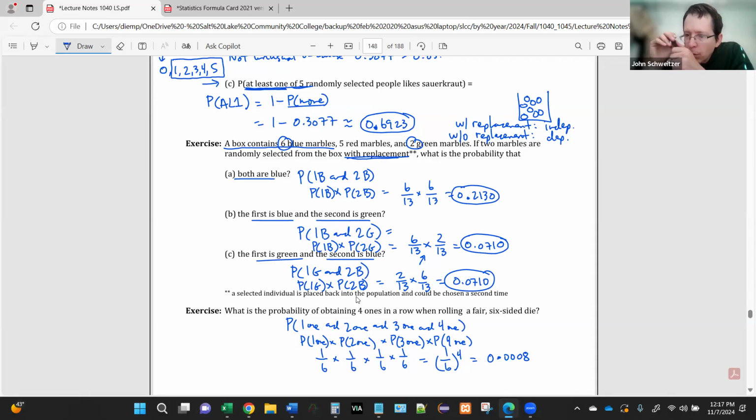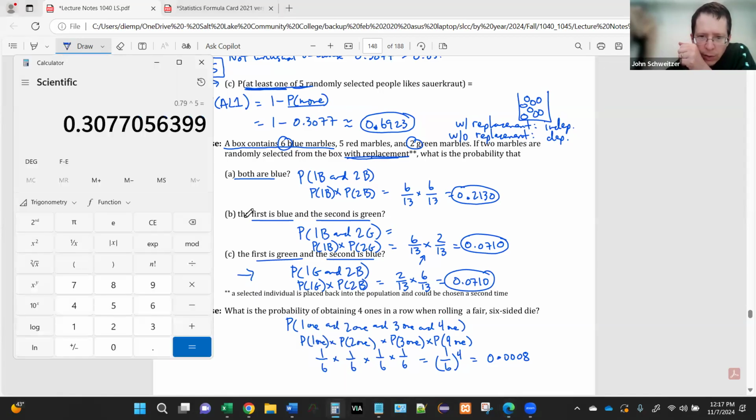So, okay, let's see. Laura's asking about this one here. So she's not getting the 0.0710. So let me show you how to do that. So when you multiply fractions, you multiply across, right? So that's going to be 2 times 6, so that's 12. And then we're going to divide that by 13 times 13. So notice I'm putting parentheses there.